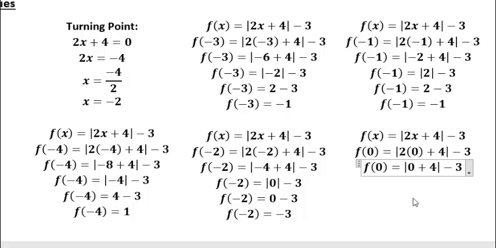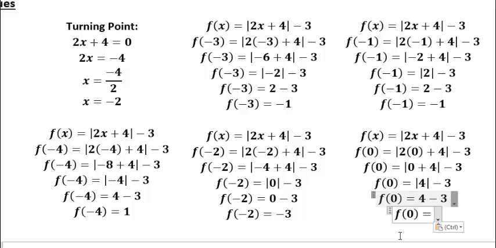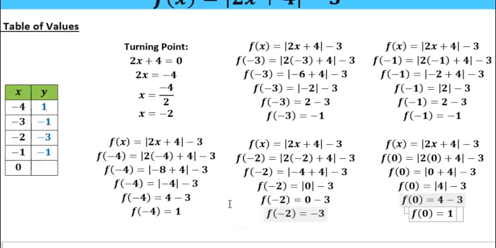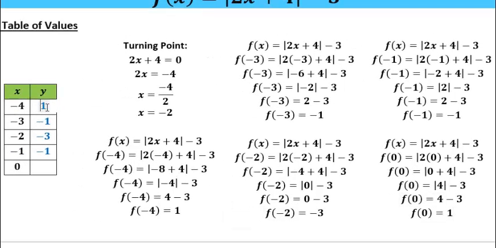Then inside absolute value will be 0 plus 4, that will give me 4. I close the absolute value bars and I copy -3 outside. Absolute value of 4 will give me 4. I copy -3, and then the answer of 4 minus 3 will be +1. So that will be the last number I'm going to put in the table of values.